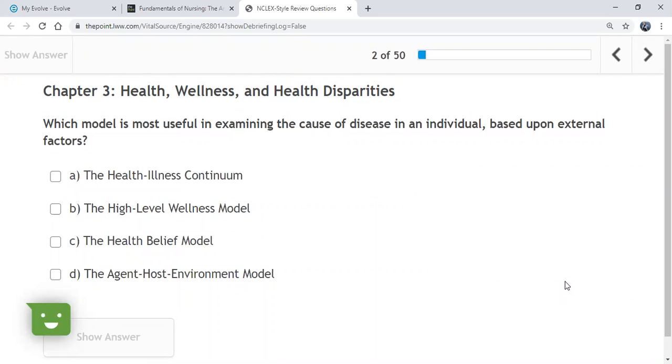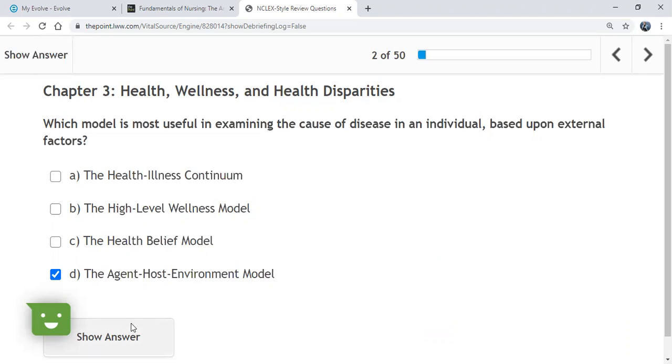Which model is most useful in examining the cause of a disease in an individual based upon external factors? D maybe? Okay, I like D. D. It talks about what?